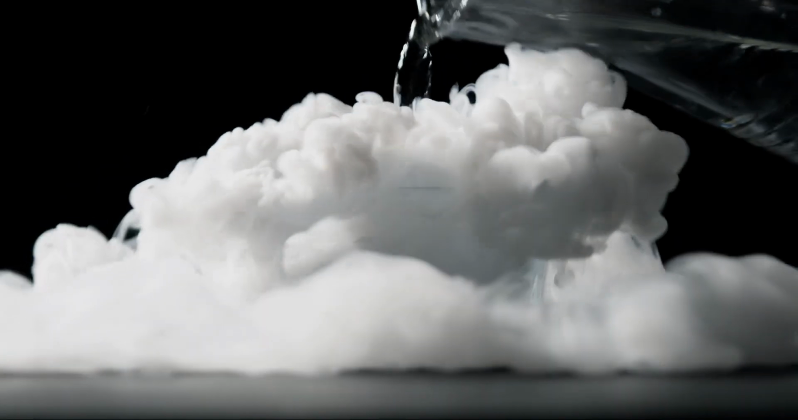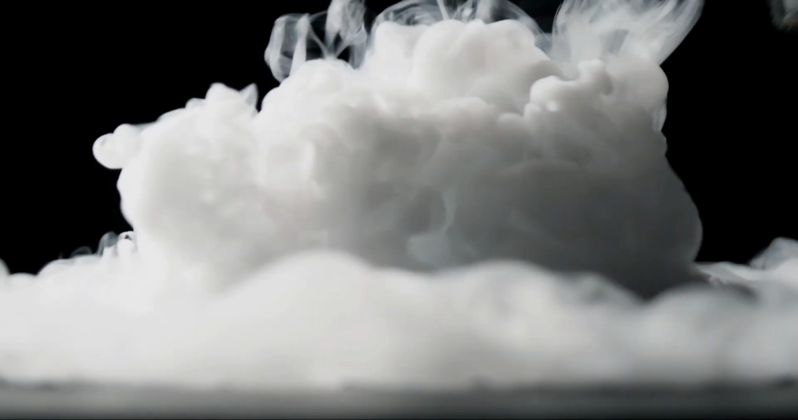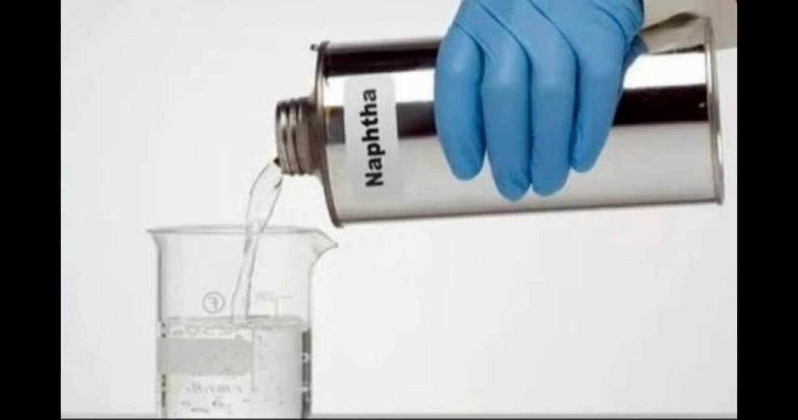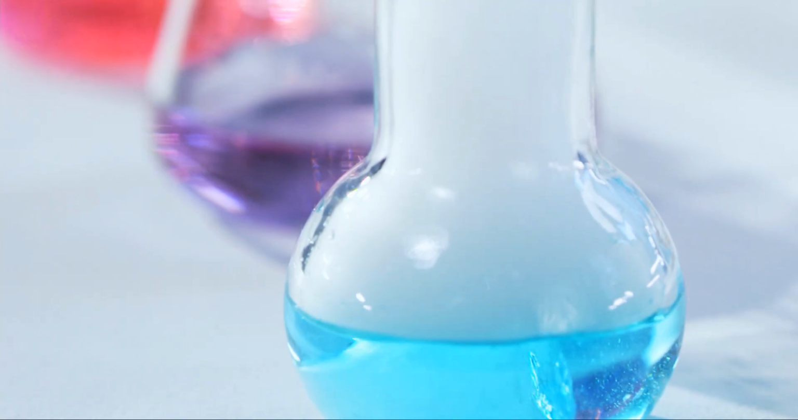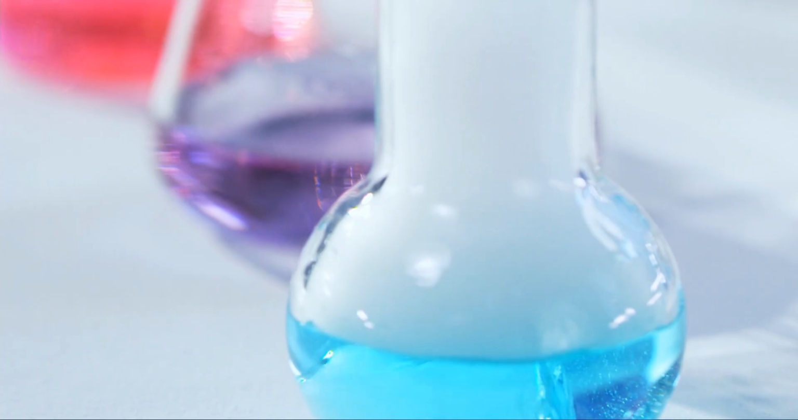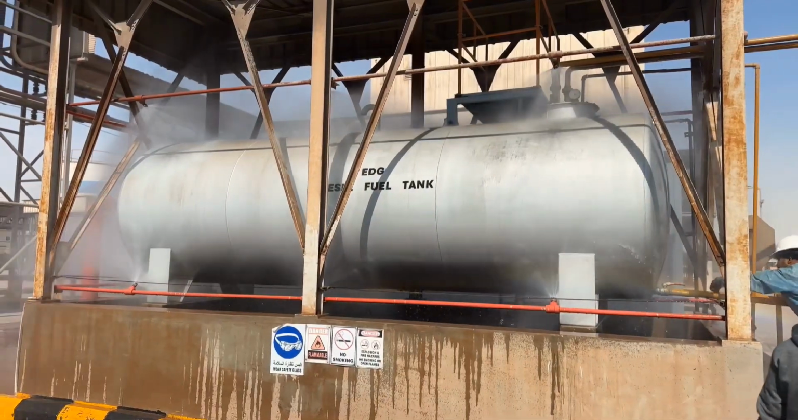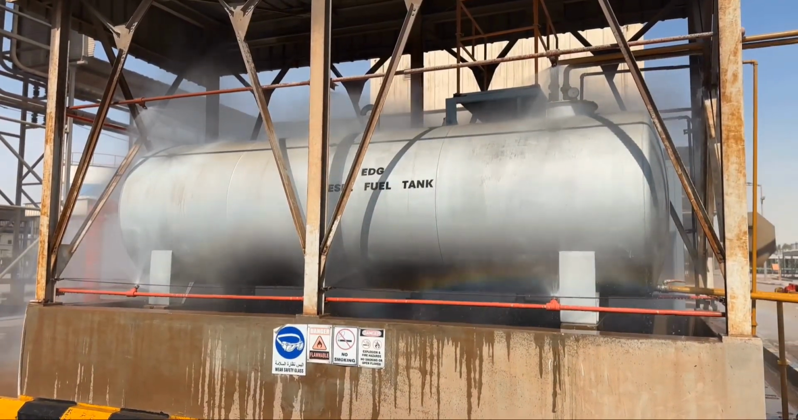In such a case, if the temperature is raised again to 120 to 180 degrees Celsius, the steam will start being produced again. As before, if we collect this steam and cool it, we will get naphtha. This naphtha is more used as a raw material in the chemical industry, as opposed to being used directly as fuel. This naphtha is needed to make many of our daily products.